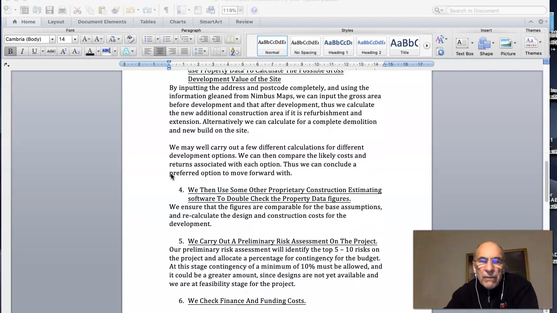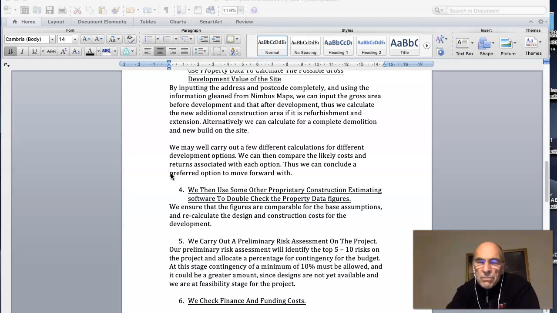We may well carry out a few different calculations for different development options. We can then compare the likely costs and the respective returns associated with each option. We can thus conclude a preferred option to move forward with. When we want a more detailed view of the projected costs, we use some other proprietary construction estimating software to double check the cost figures we have from Property Data.